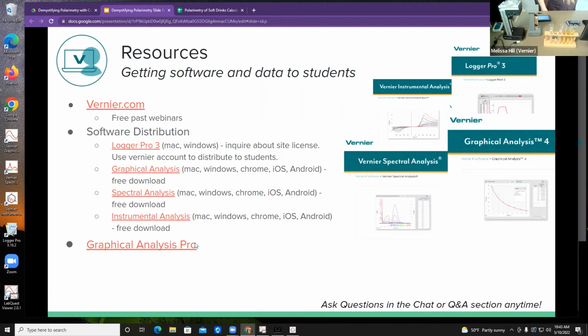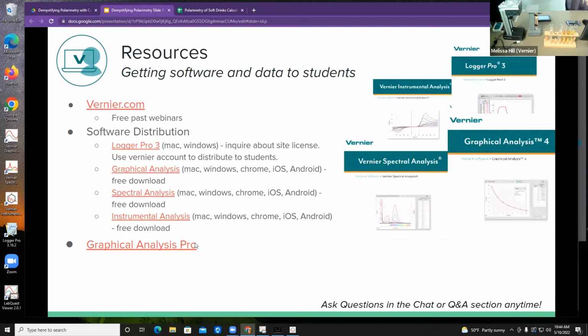It is not a free piece of software, but it is a site license. You purchase it once and you have access to it for a very, very long time. A lot of people don't even know that their school or their department has a Logger Pro site license, so definitely call us up, ask us, and we can find that information out for you.